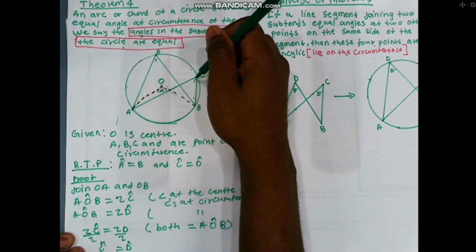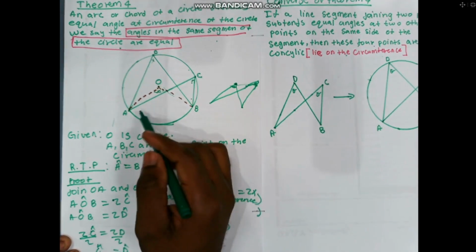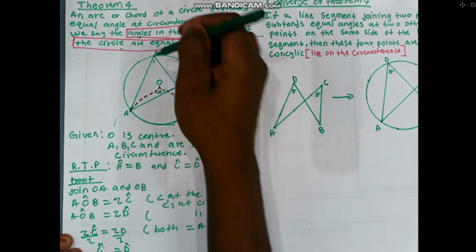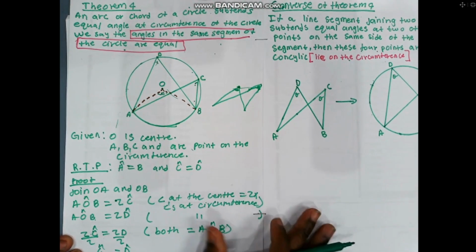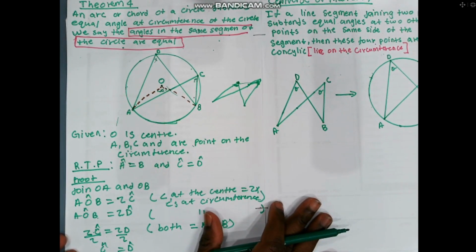This one is equal to this one. By proving A equals B, joining from this side now, it's still going to give you the same answer. I hope you understand that part.